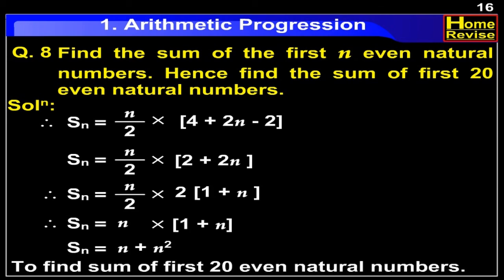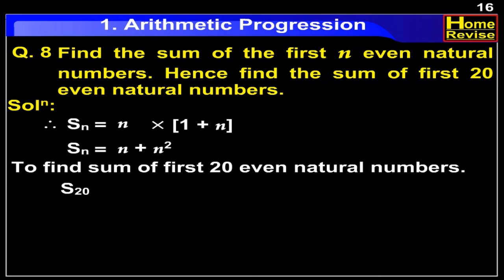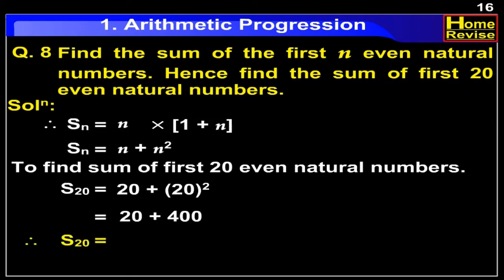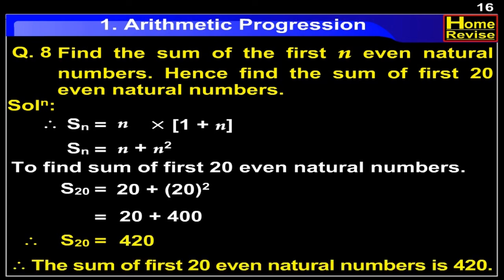Now to find the sum of first 20 even natural numbers, S20 is equal to 20 plus 20 square, which is equal to 20 plus 400. Therefore, S20 is equal to 420. Therefore, the sum of first 20 even natural numbers is 420.